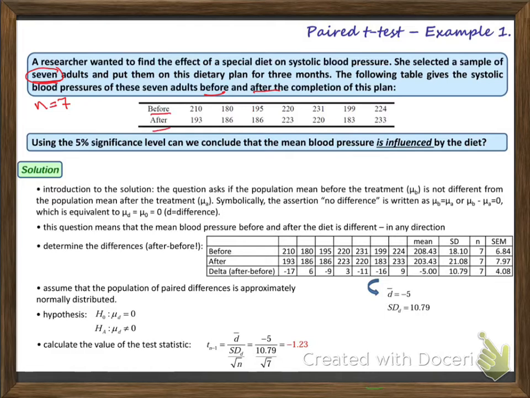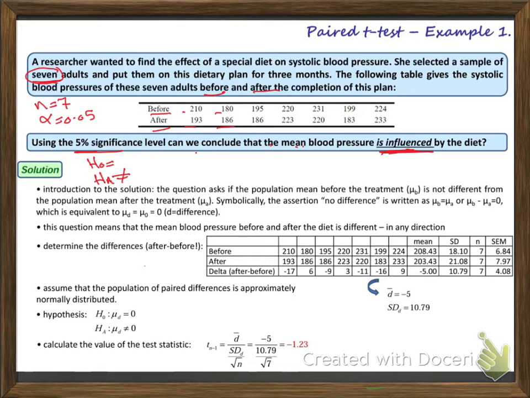So here before, and this is the reading of the first one, it was 210, became 193, 180, became 186, and so on. Using alpha, the 5% significance, so alpha equals 0.05 level, can we conclude that the mean of the blood pressure is influenced by the diet? Influenced means it is not equal. So equal cannot be with the alternative, so I'll assume that H naught will be equal and H alternative will be not equal.